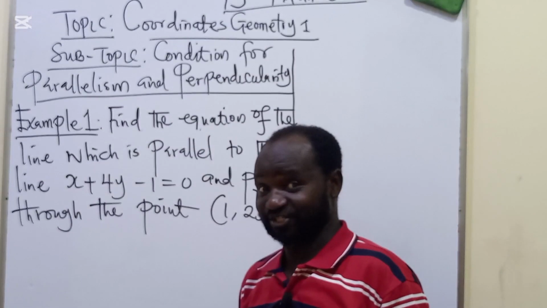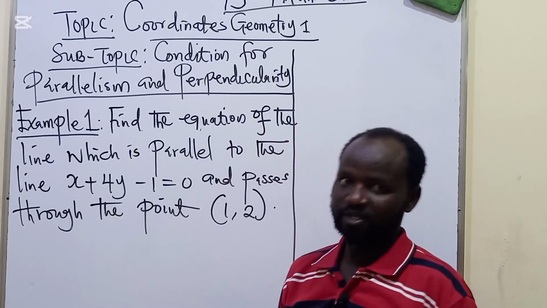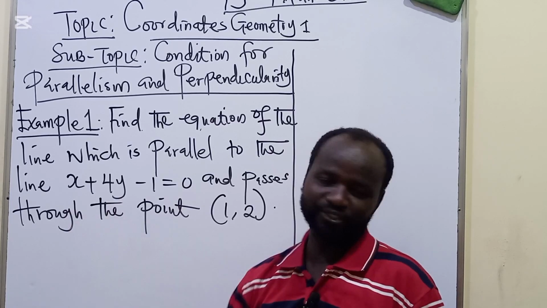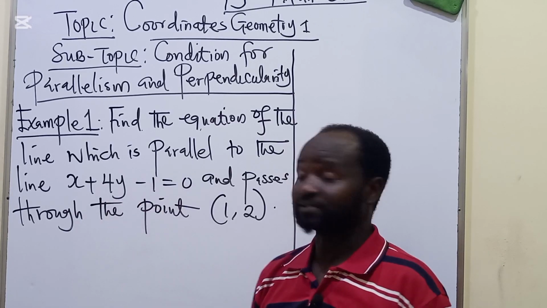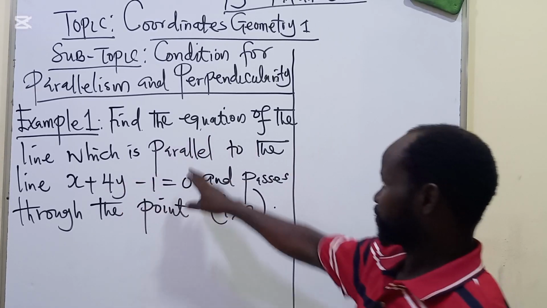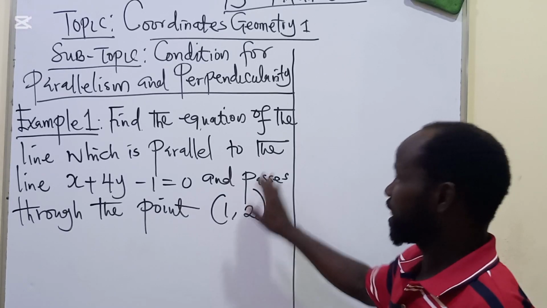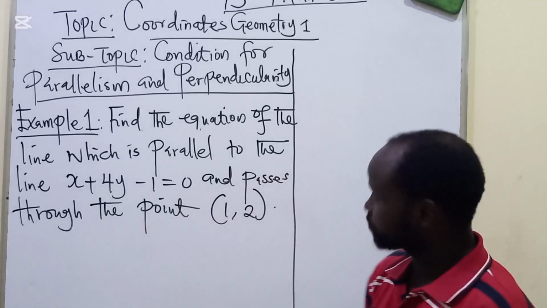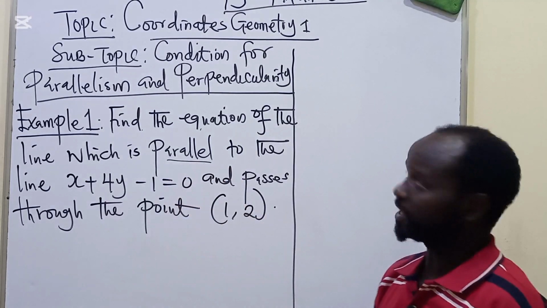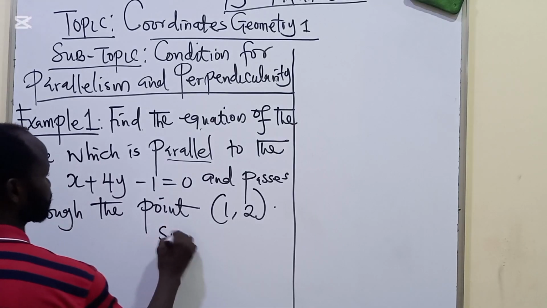In today's presentation, we continue with our solutions to coordinate geometry 1. The subtopic before us is condition for parallelism and perpendicularity. Let's look at how we can handle this example 1. We are asked to find the equation of the line which is parallel to the line x plus 4y minus 1 equals 0, and it passes through the point (1, 2). The word parallel here, we know that this is under condition for parallelism. Let's look at how we can solve this. Let's write down the solution.